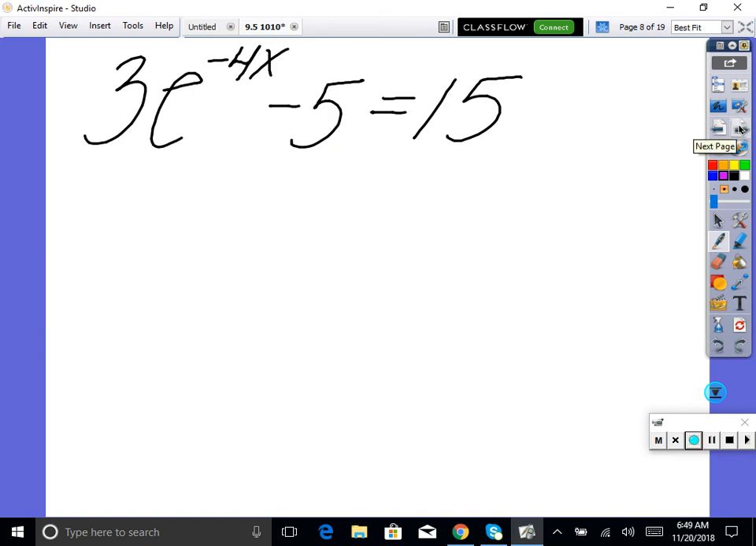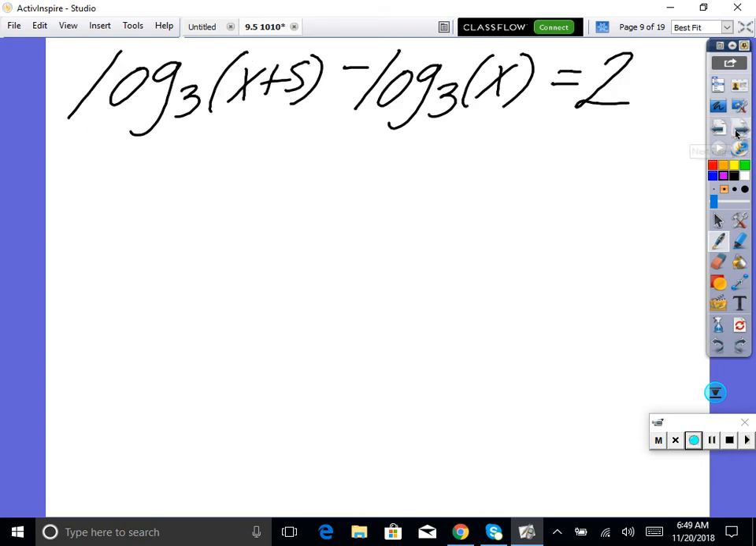All right, I think we get the picture with these ones, with the e's. So we'd add 5, divide by 3, ln, and then divide both sides by a negative. Do I need to check for an extraneous solution in this one? No, it's an exponential equation, so we can plug anything into the exponent.